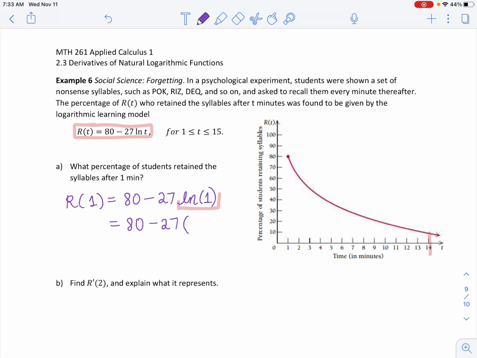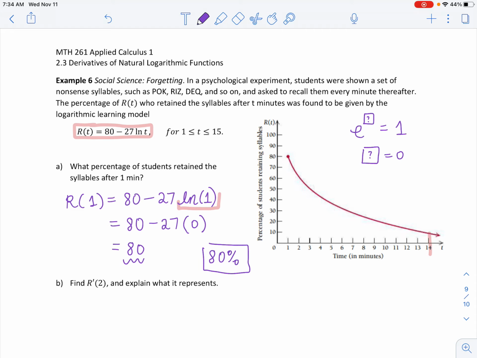I'm sorry, not 1. That was 0. Remember, the power was 0, right? We were solving for e to the unknown question mark equals 1. So that unknown question mark was 0. I almost made a mistake. Whew. So that is 80 minus 0. Well, so it's just going to be 80. So what we got is 80% of the students will retain the syllable after 1 minute.